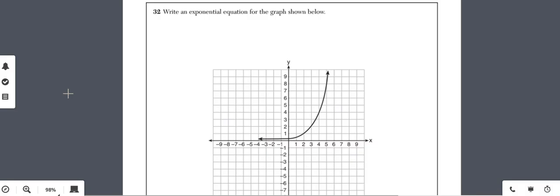2.4 years. Yeah, after 2.4 years, they both have the same height. Okay. Now look at the next question. Write an exponential equation for the graph shown below. We have to write the exponential equation. So what is the technique to write the exponential equation?